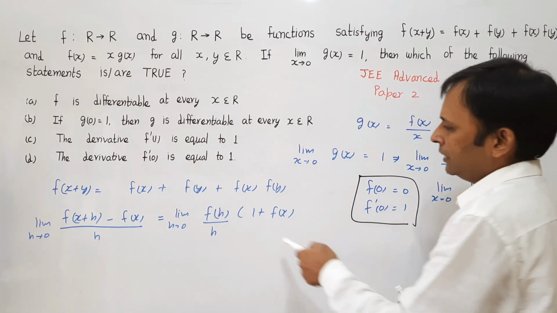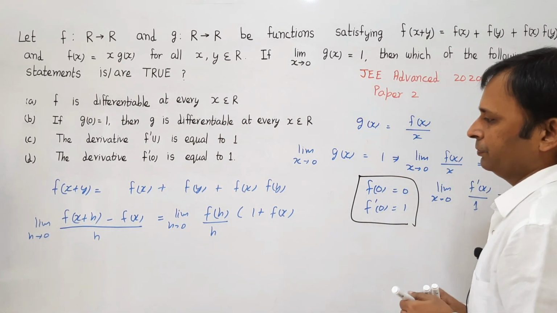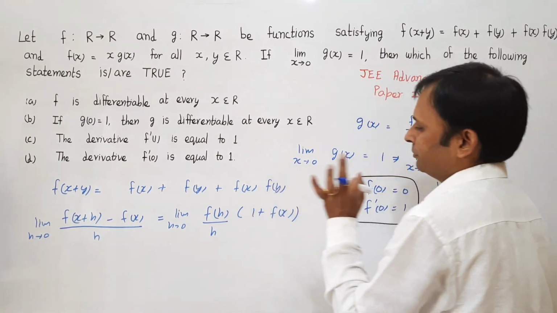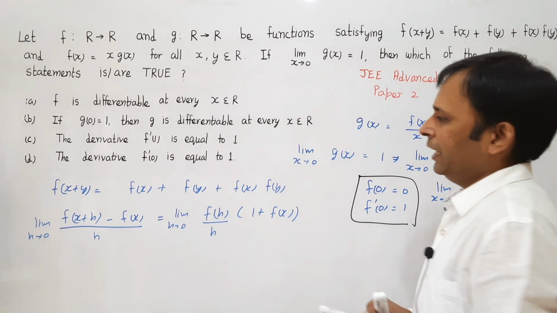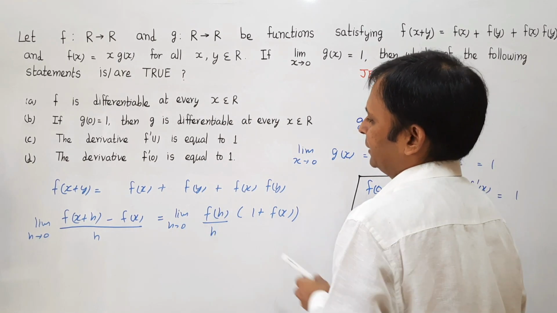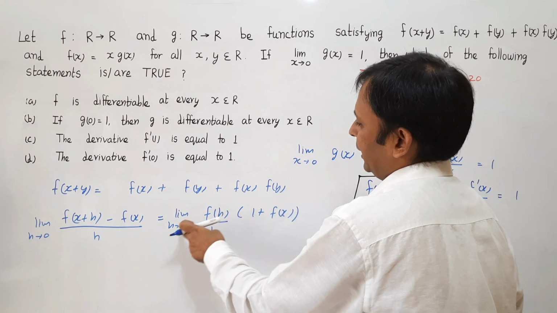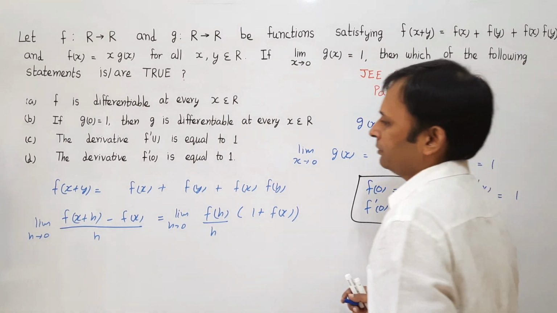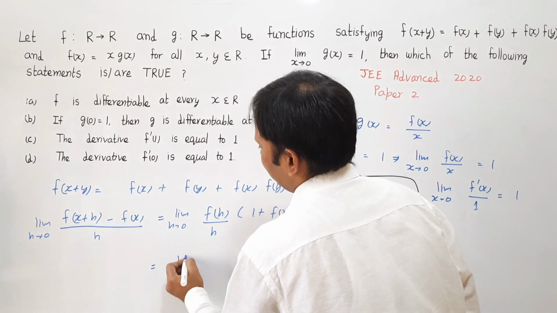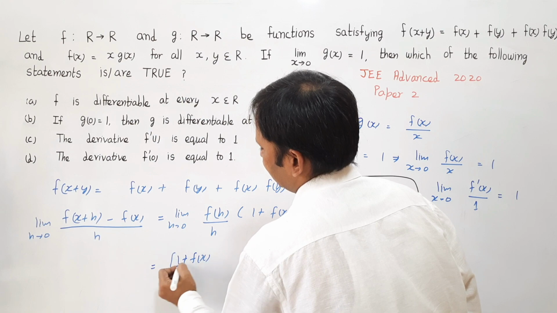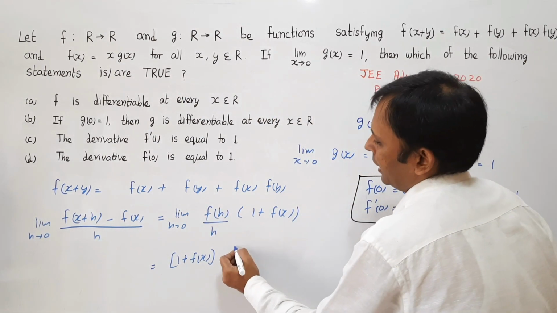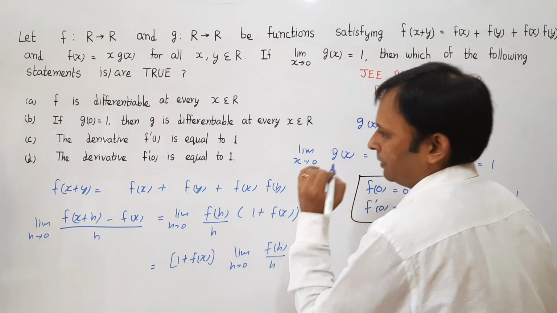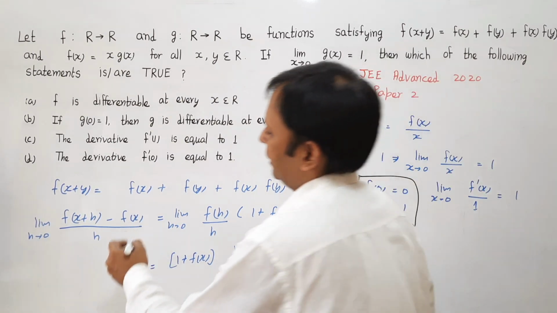Now if you pay attention here, 1 + f(x) is basically a constant with respect to h, because 1 + f(x) does not depend upon h, and the limiting variable in this question is h. So for h approaching 0, this 1 + f(x) will be treated as a constant, so I will write it outside, and I have the limit as h approaches 0 of f(h)/h, and the left hand side is nothing but f'(x).